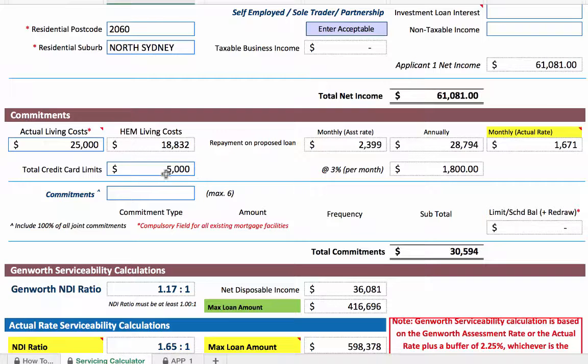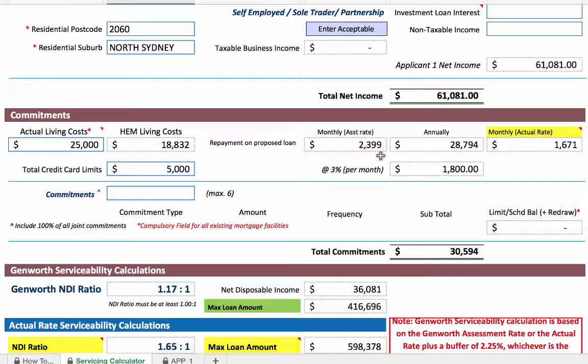We've got a credit card for Johnny. We've put a $5,000 credit card limit in at 3% per month. That's what Genworth will assume as being the monthly repayment, 3% of the credit limit, which works out to be $1,800 per year. Pretty much all banks will use 3%, 2.5%, something like that, as the figure. That might not be your minimum repayment, but that's the amount that the lender will use.